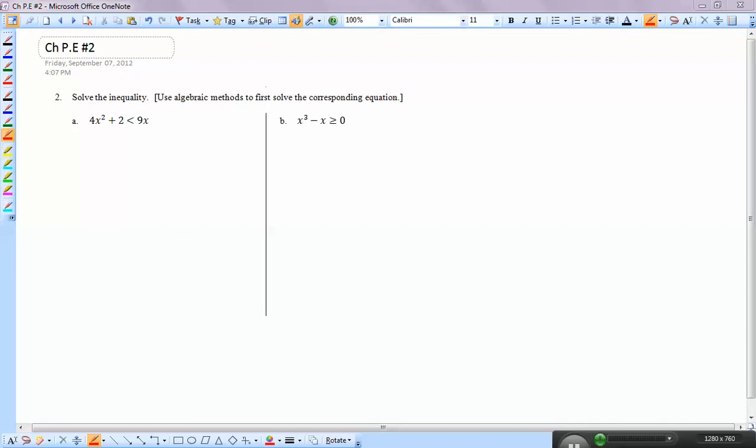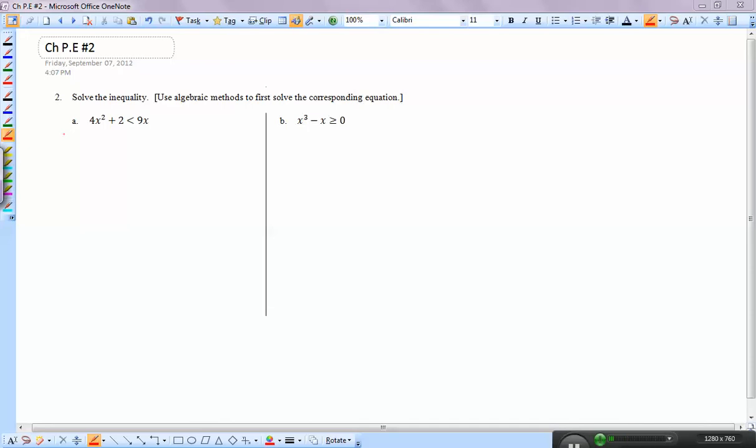Okay, chapter PE, number 2. So in this one, let's solve some inequalities that are harder than just linear ones. So linear ones, you can use sign analysis charts too, but really, you pretty much only need them when they're anything harder than a linear function. So there's a quadratic in A and a cubic in B.